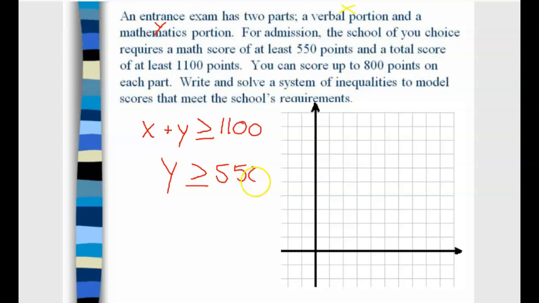So her total score had to be greater than or equal to 1100, and her math has to be greater than or equal to 550. On an SAT, you cannot score higher than 800 on both tests. So what that means is that your X has to be less than or equal to 800, and so does your Y. So your Y has to be greater than or equal to 550, but less than or equal to 800. So we're actually going to end up with 4 lines on our graph.